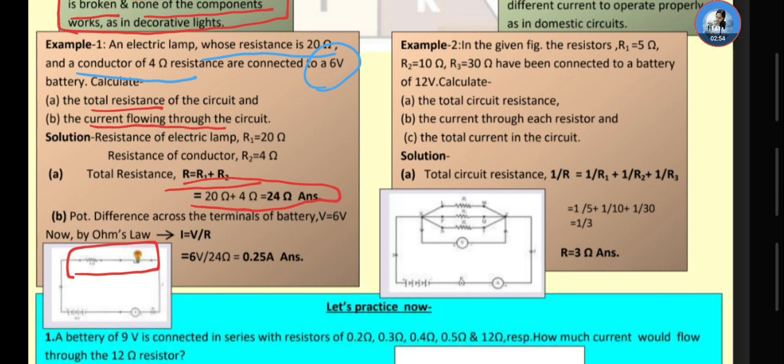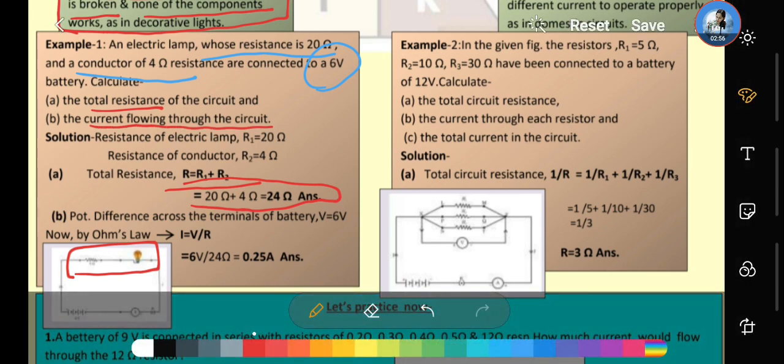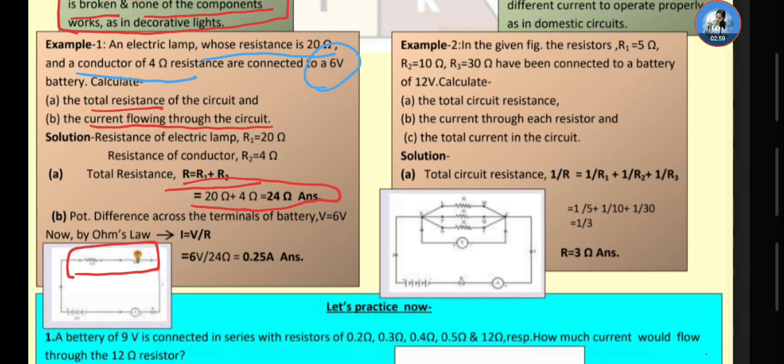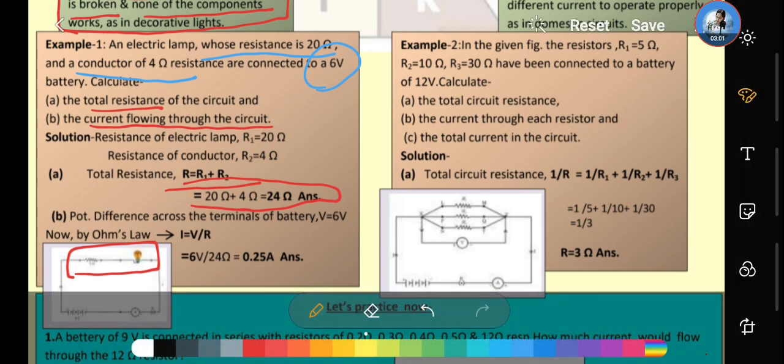Second, what is the current flowing? So what is the formula of current? That is Ohm's law. According to Ohm's law, student, I equals V upon R. So we can easily calculate the amount of current. Let's move to our second example.